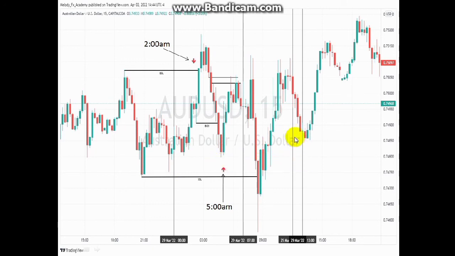After New York lunch hour, from 1 p.m. down to 4:30 or 5, thereabouts, will be our afternoon session trade. So we look for our London session setup between 2 to 5 a.m., and we look for our New York session between 7 to 12. It's actually 11, but I just extend mine to 12. This is where we look for our entries.